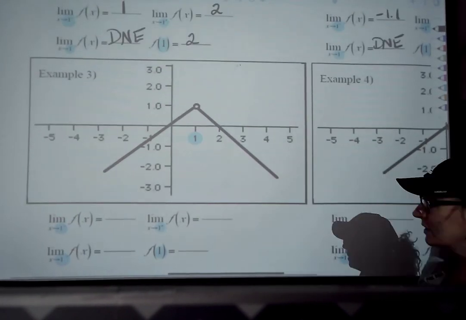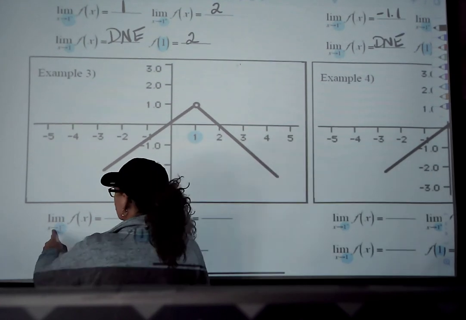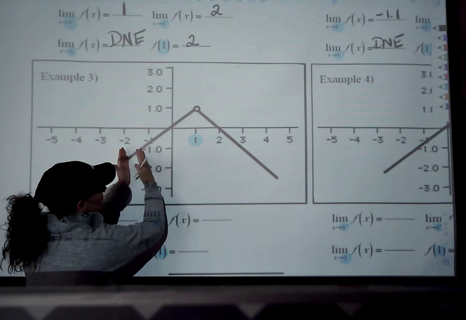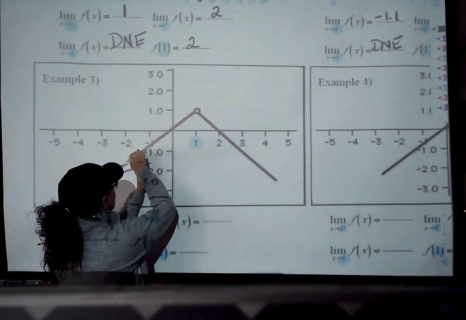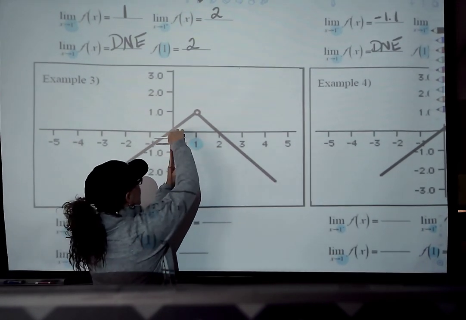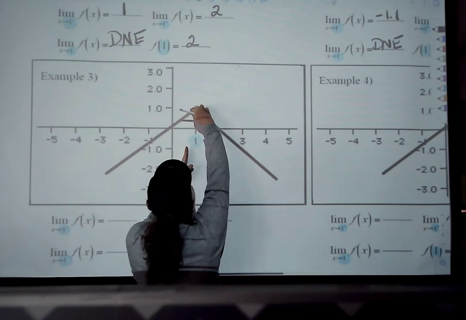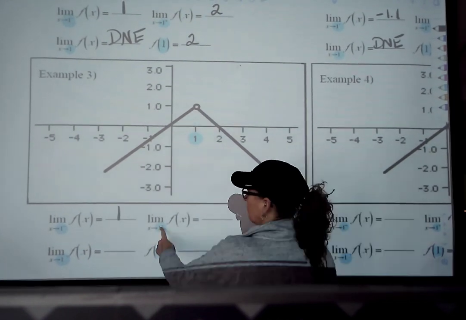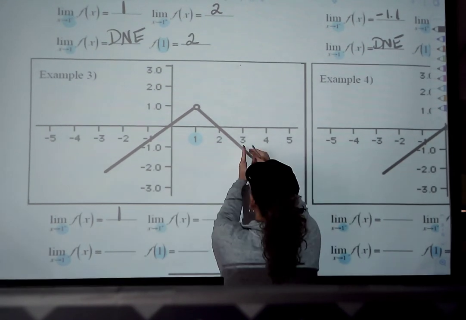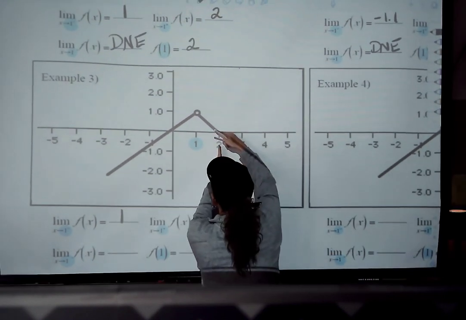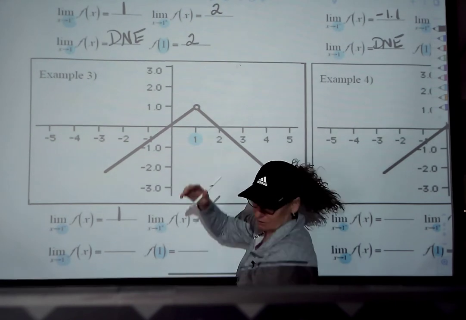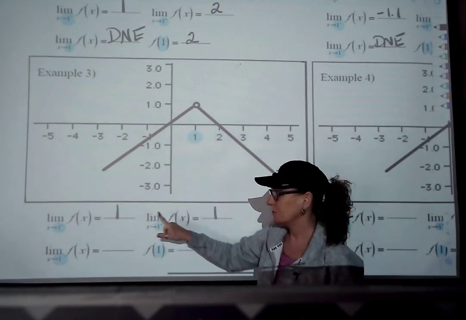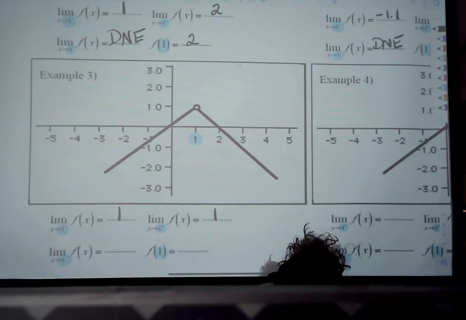Okay, still looking at 1, different graph. The limit as x approaches 1 from the left. Here's 1, jump to the left, come back. Where are my y's headed? As I come back, my y's are getting bigger and bigger, and I think they're headed toward positive 1. From the right, come back, where are my y's headed? They're headed toward positive 1. The limit. Do they match? Yes.